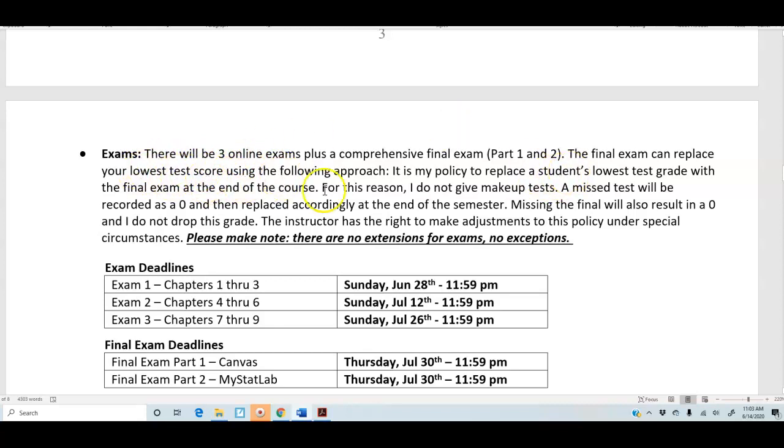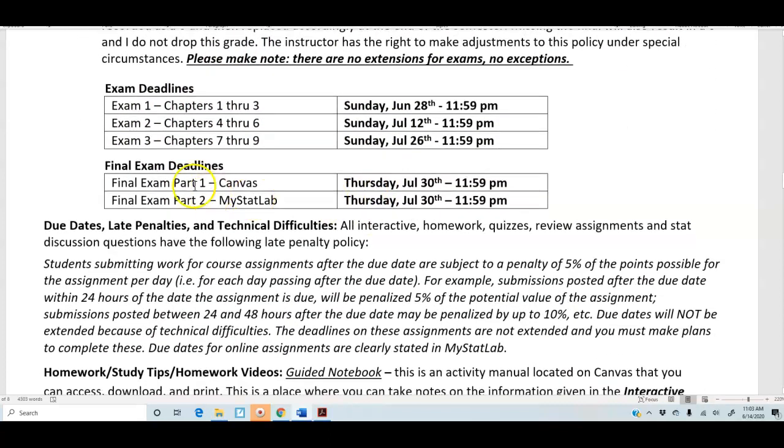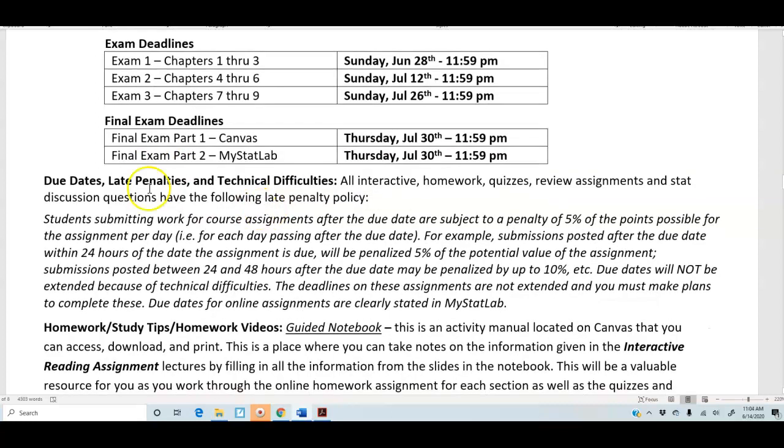What that means is, out of all the exam scores, if one of them is lower than what you receive on the final exam, I replace one of your test scores with the final exam score, provided that final exam score is higher than your lowest test score. So here are the exam deadlines, and then here are the final exam deadlines. You have final exam part 1, which is on Canvas, and then you have final exam part 2, which is on MyStatLab. Now, due dates, late penalties, and technical difficulties.